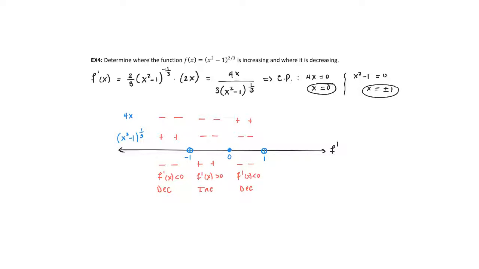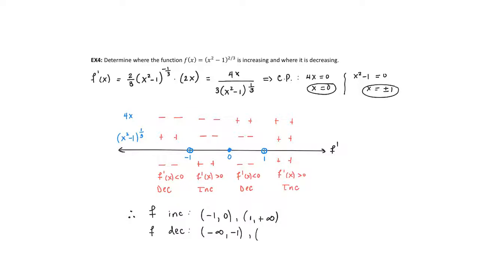And finally, I can choose 2. So when I plug that in, positive, positive, positive, f prime of x is bigger than 0, the function is increasing. As my conclusion, I will say that f is increasing in the interval from negative 1 to 0 and 1 to positive infinity. And f is decreasing in the interval from negative infinity to negative 1 and also from 0 to 1.